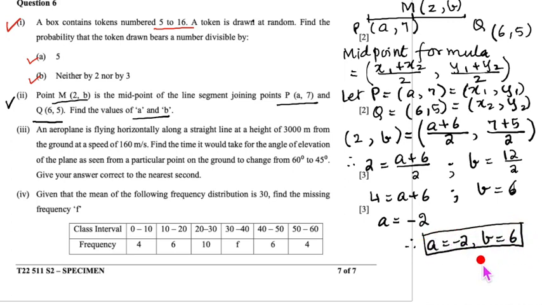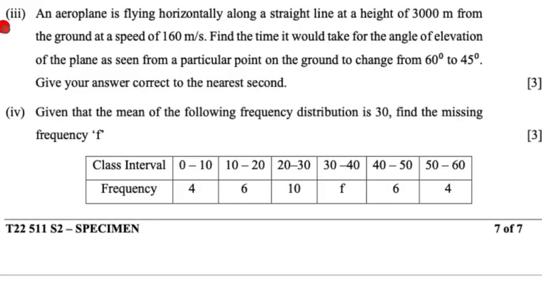for the sixth question, second part. Let us come to the third part. Question number 6, third part. An aeroplane is flying horizontally along a straight line at a height of 3000 meter from the ground at a speed of 160 meter per second. Find the time it would take for the angle of elevation of the plane as seen from a particular point on the ground to change from 60 degrees to 45 degrees. Give your answer to the nearest second.